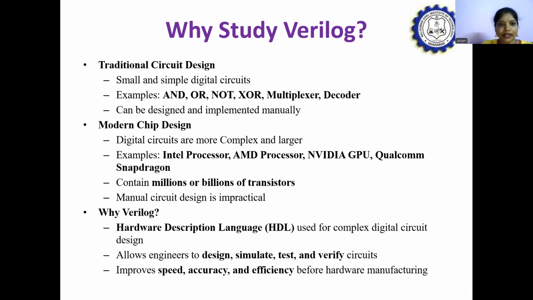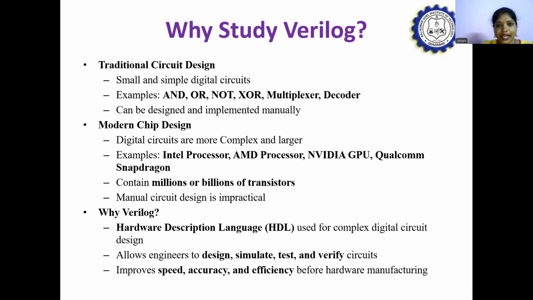But in the case of modern chip designs, digital circuits are very complex and large. For example, you can take any modern electronic device such as mobile phones, computers, desktops or AI accelerators. These devices contain a processor. Here I have given some examples of processors: Intel, AMD, NVIDIA GPU, Qualcomm Snapdragon processors. These processors contain millions and billions of transistors. Designing millions and billions of transistors manually by hand is impossible. So that's why we go for the hardware description language.